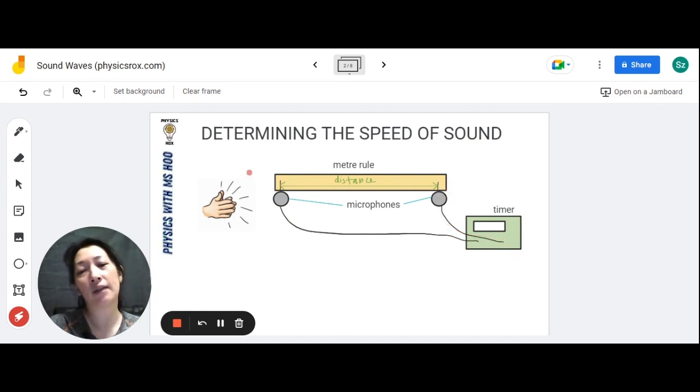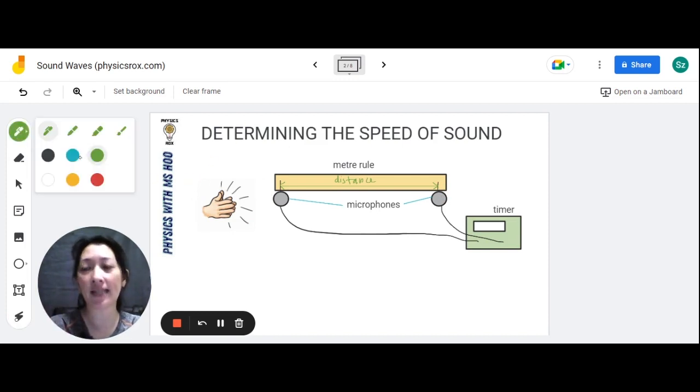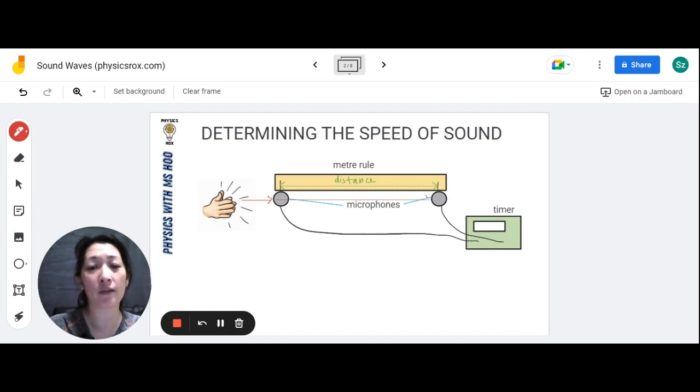Now, on the side of the microphone that will start the timer, what we do is we make a sound. For example, we clap. So that will create one very loud clapping sound, just one. And as the sound travels, it will hit the first microphone in order to start the timer, and it continues to travel. And when it hits the second microphone, it will stop the timer. So the timer will then show the time it takes for the sound to travel from the first microphone to the second microphone.